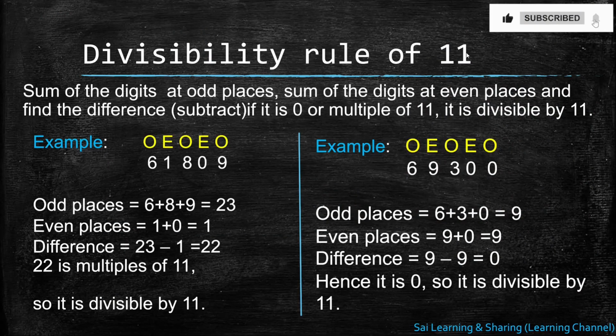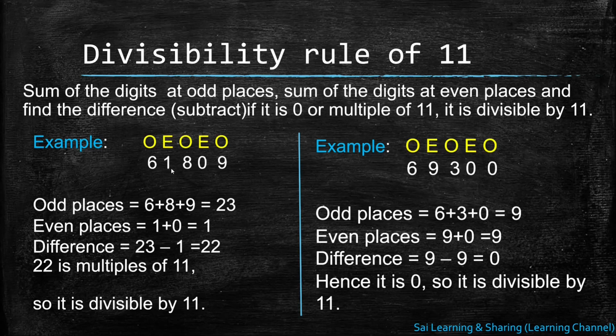Divisibility rule of 11. The sum of the digits at the odd places, sum of the digits at the even places. Find the difference, which is subtract. If it is 0 or multiple of 11, it is divisible by 11. Here are some few examples shown here.